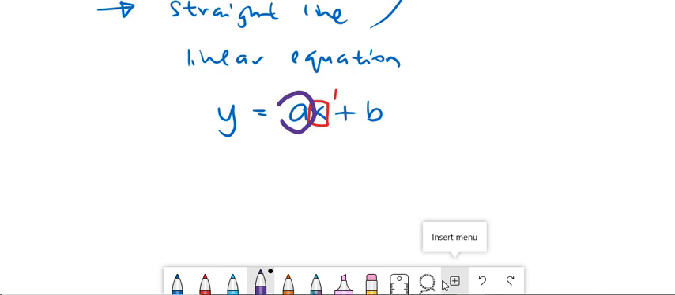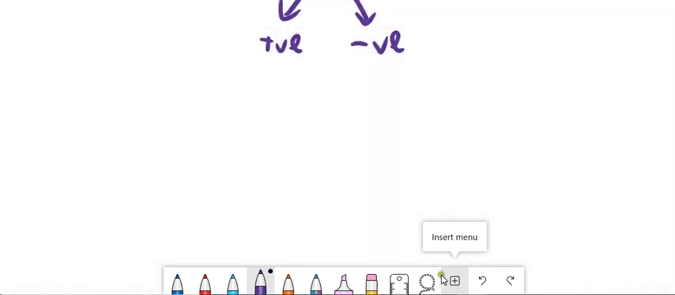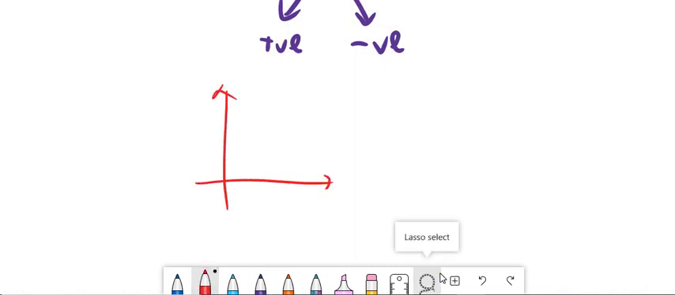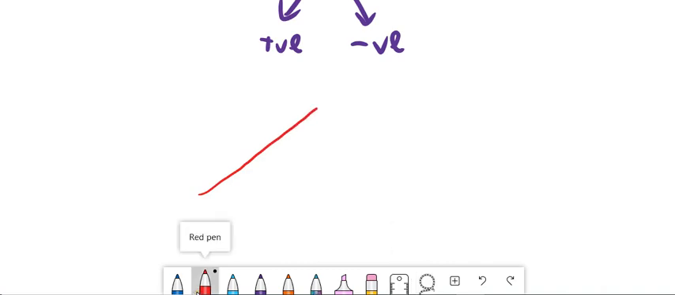The coefficient of a here, either you will have positive or negative. Without looking at the axis, I just draw it out. If positive slope, you will have going up. If negative slope or gradient, you are going down. This is the gradient involved. Is it okay?